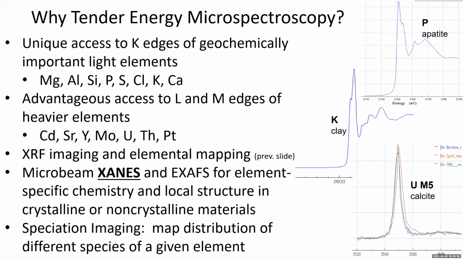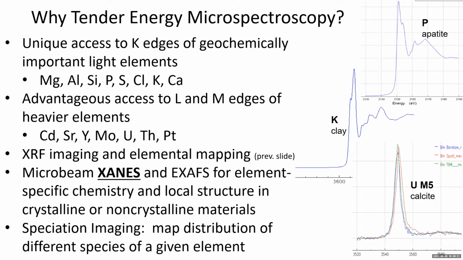So why is the tender energy range useful? Mainly because it provides unique access to the K edges of geochemically important light elements, specifically from magnesium through calcium. These are very geologically important elements, and there's no way to access the K edges without going to this energy range. It also provides advantageous access to L and M edges of heavier elements, such as cadmium, strontium, molybdenum, and uranium and platinum.